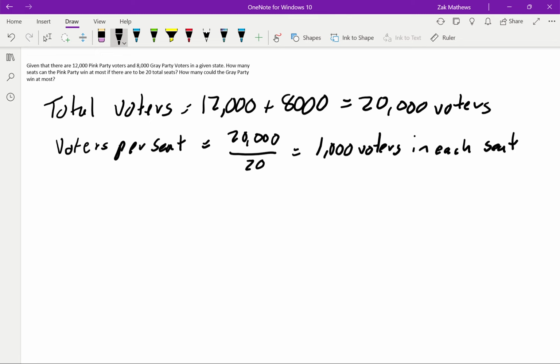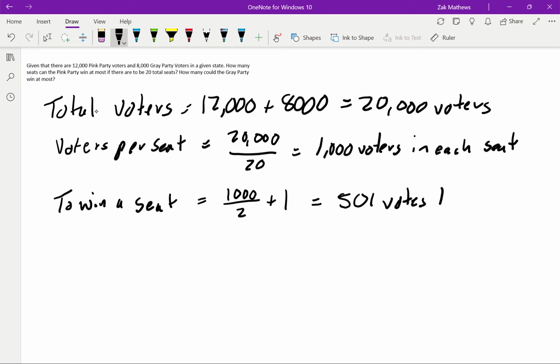So if we think about what that means, what we need to win each seat, to win, we need more than the other candidate. So we're going to take the total number of voters per seat, divide it by 2, and add a single vote. So that means we need 501 votes to win. 499 would be the other candidate. They obviously would have less. If it was an even 500-500 split, we'd have to go to some of those goofy tiebreaker rules. So 501 guarantees us a win.